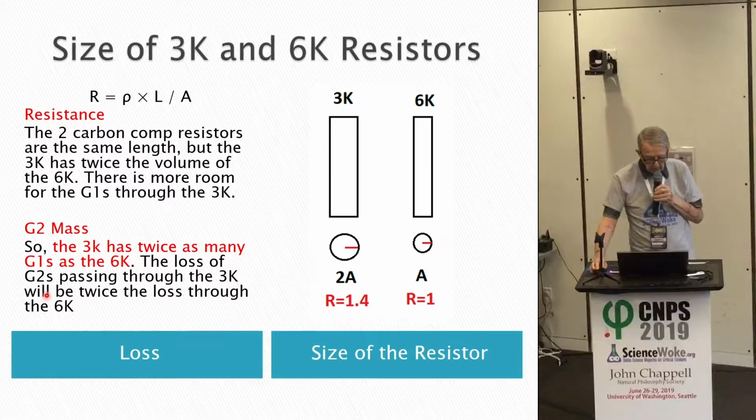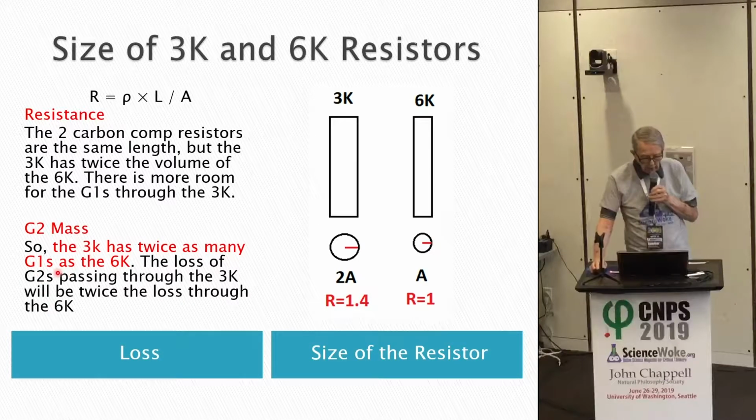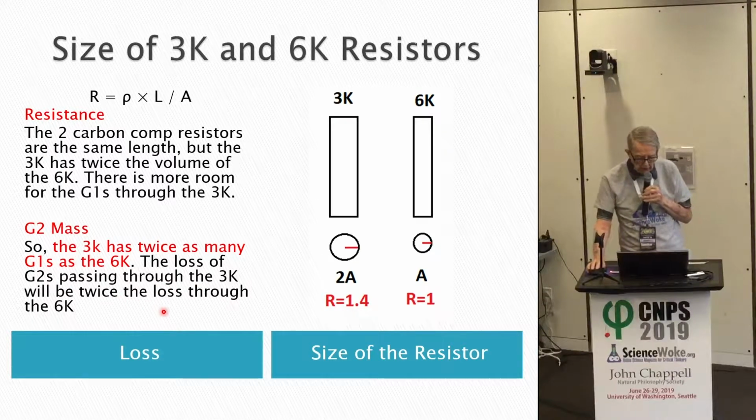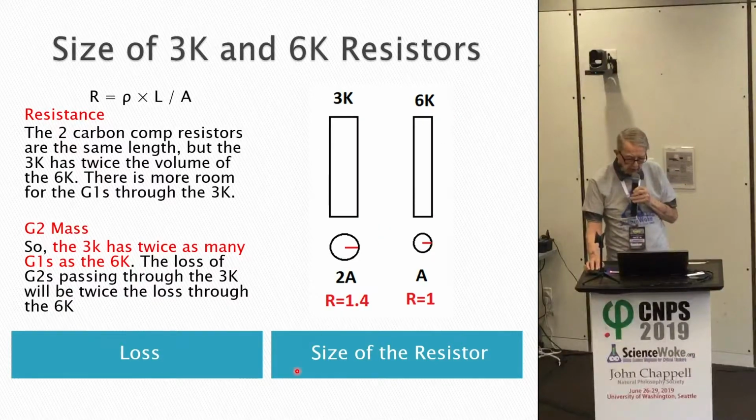The G2s, well, 3K has twice as many G1s as the 6K. The loss of the G2s passing through the 3K will be twice the loss through the 6K. I'll get more loss through the 3K, less through the 6K.